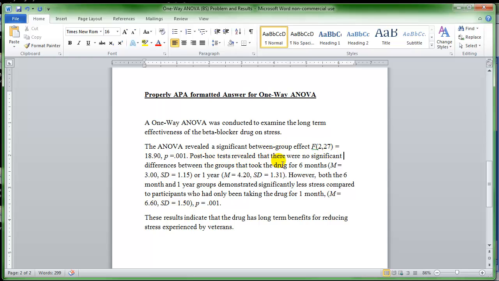Post hoc tests revealed that there were no significant differences between the groups that took the drug for 6 months or 1 year, and I report the means and standard deviations. However, both the 6 month and the 1 year groups demonstrated significantly less stress compared to participants who had only been taking the drug for 1 month. And I report the mean and standard deviation and also the p-value of 0.001. And here's my conclusion: these results indicate that the drug has long-term benefits for reducing stress experienced by veterans. Okay, so that is a properly formatted APA answer to the problem.